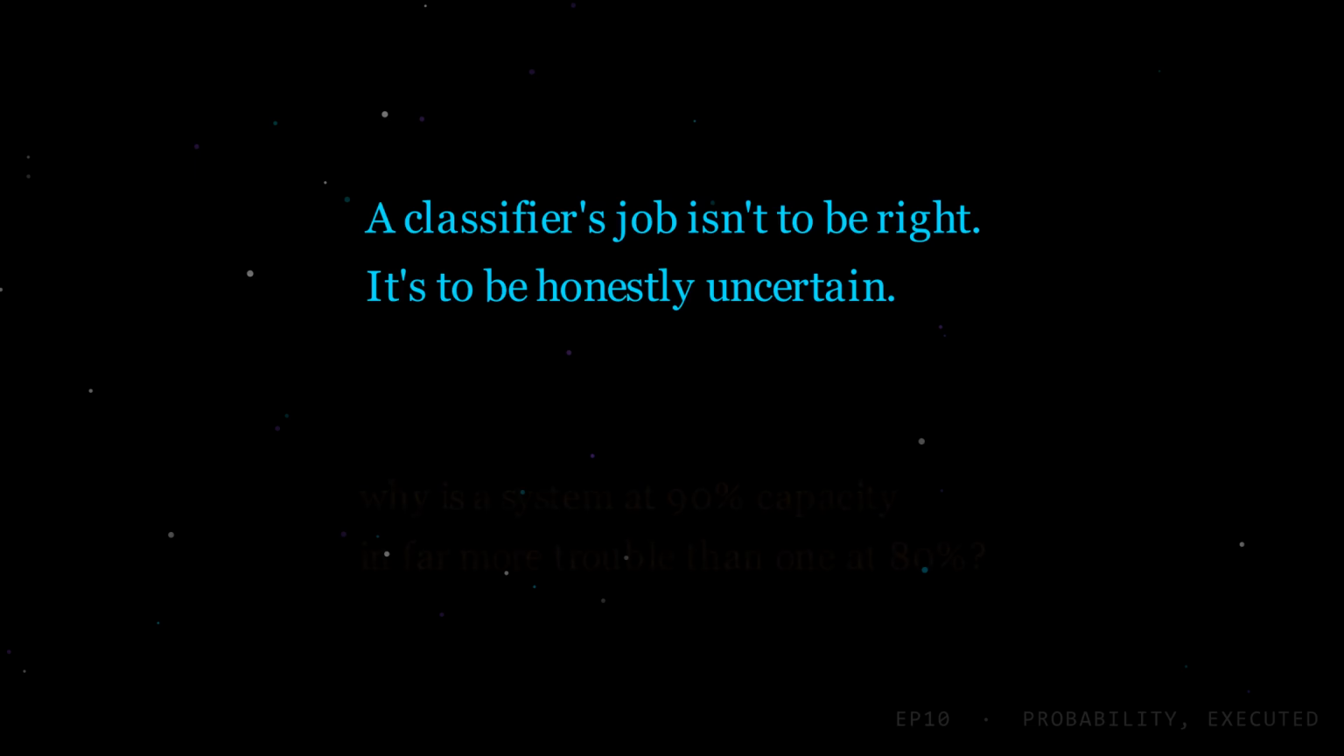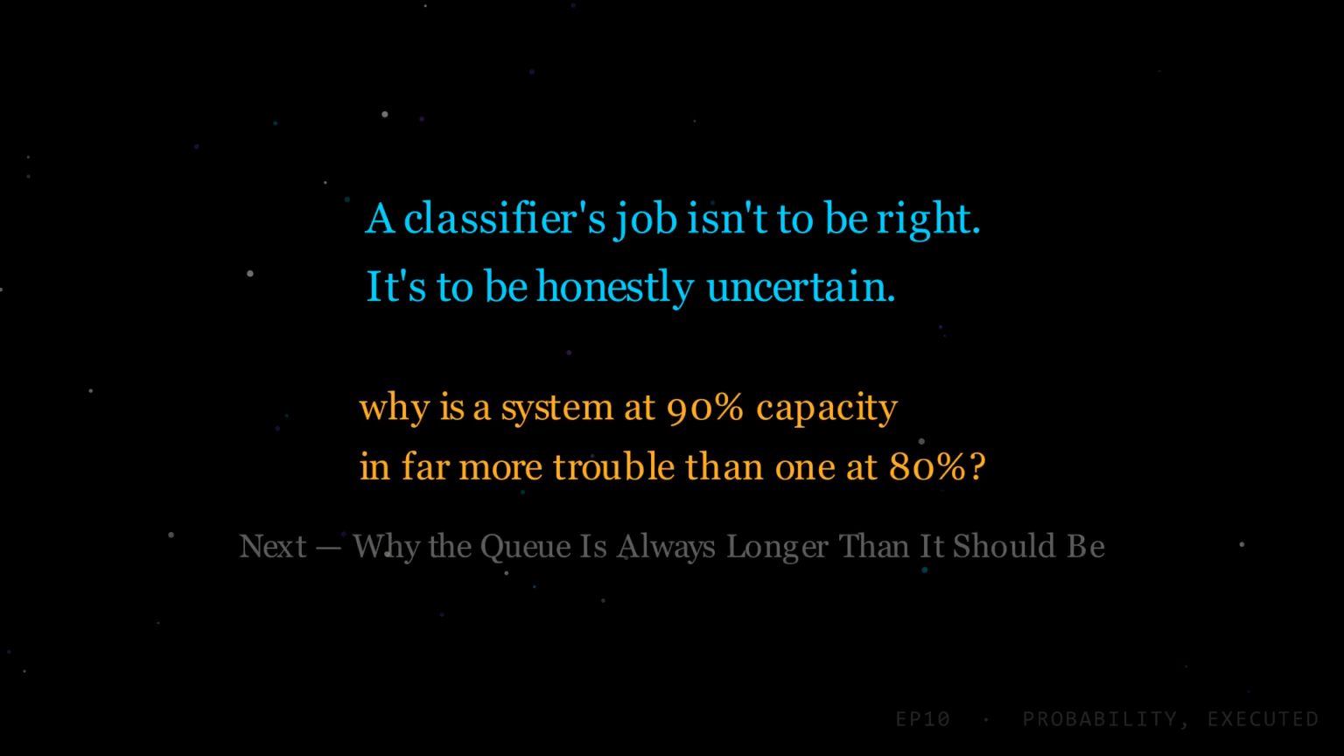One sentence. A classifier's job isn't to be right, it's to be honestly uncertain, and calibration is how you check. Next episode, something that feels unrelated and isn't. Why the queue at the supermarket is always longer than it should be, and why a system running at 90% capacity is in far more trouble than one at 80.